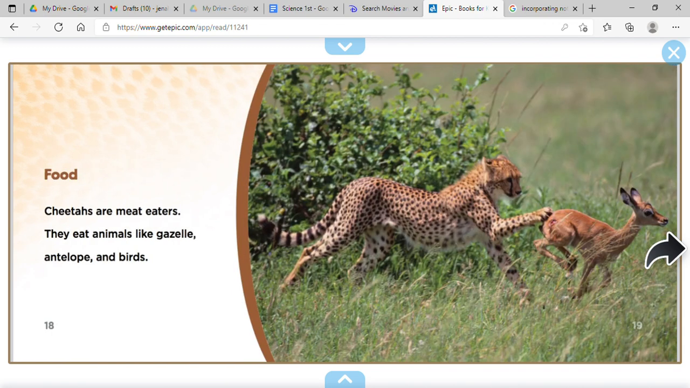Food. Cheetahs are meat eaters. They eat animals like gazelle, antelope, and birds. What are gazelles and antelopes? Well, they kind of look like deer. They really look like deer. Can they run fast like a cheetah? Not as fast. No, as you can see, the cheetah is barely even trying, and he's already got a good grip on him.